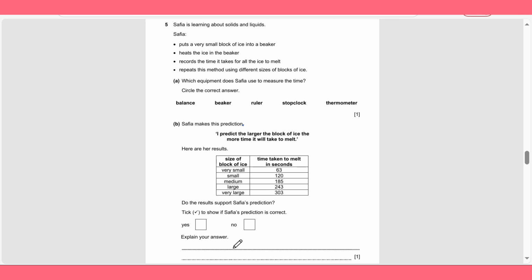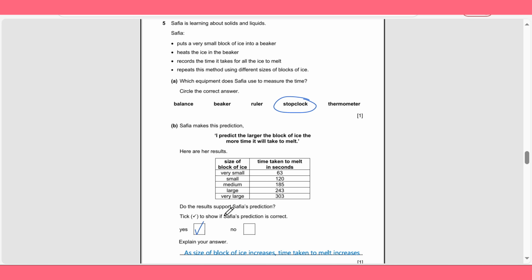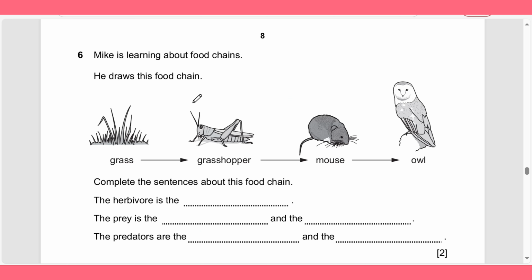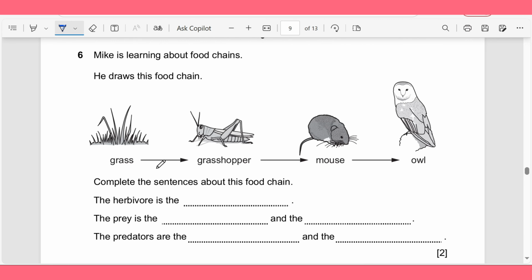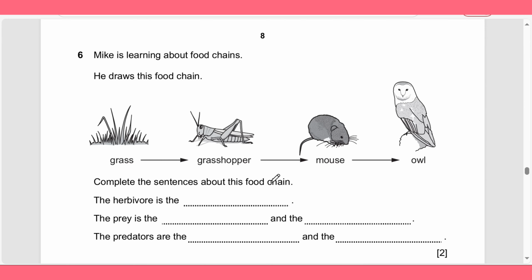Okay guys, pause this video for some more time. Let's check out the answer. Okay, so yes, we see here as the size of the block increases from very small to very large, the time taken to melt increases. Okay, that's the explanation. Next, Mike is learning about food chains. He drew this food chain. Complete the sentence about this food chain.